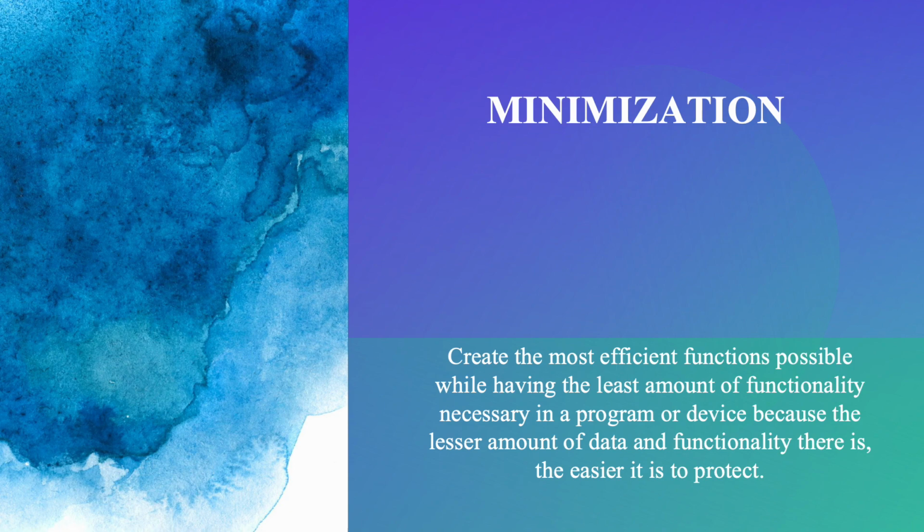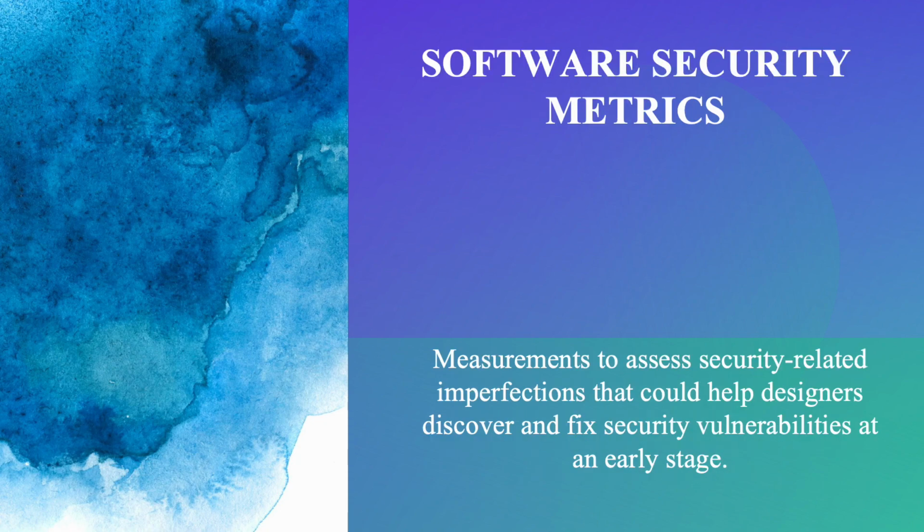Minimization creates the most efficient functions possible while having the least amount of functionality necessary in a program or device, because the lesser amount of data and functionality there is, the easier it is to protect. Software security metrics are measurements to assess security-related imperfections that could help designers discover and fix security vulnerabilities at an early stage.